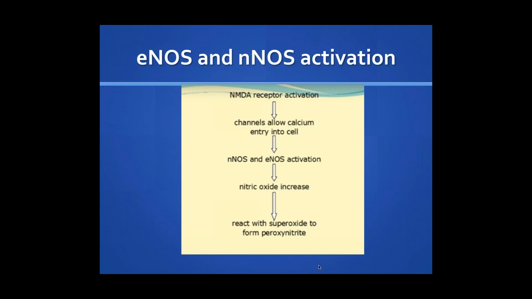So one of the other activating pathways looks like this, just to put it down simply. The NMDA receptor, that's the glutamate receptor. So high glutamate levels can also turn this pathway on. The channels allow calcium to enter into the cell, which causes it to depolarize. And that depolarization causes neuronal nitric oxide synthase and endothelial nitric oxide synthase activation, which increases nitric oxide, and then it reacts with superoxide to form the peroxynitrites.